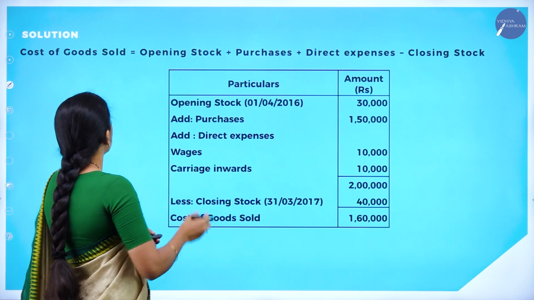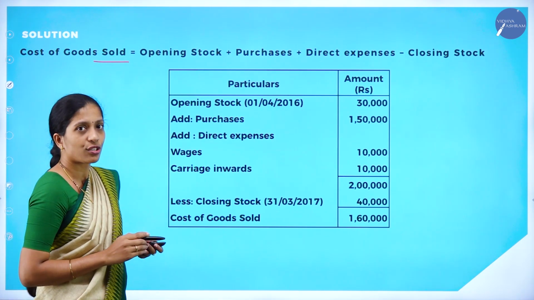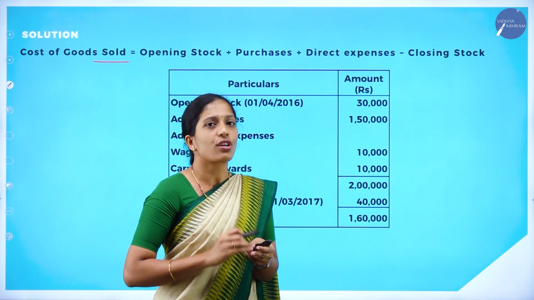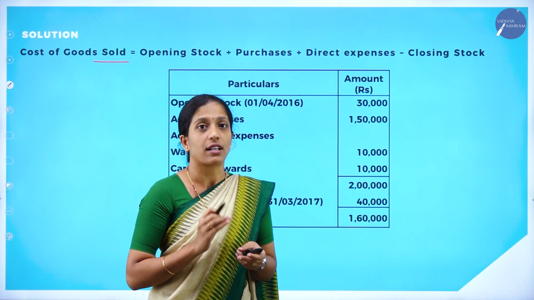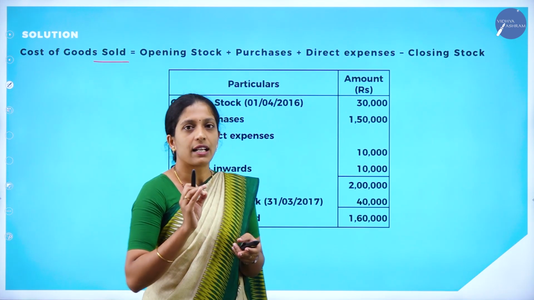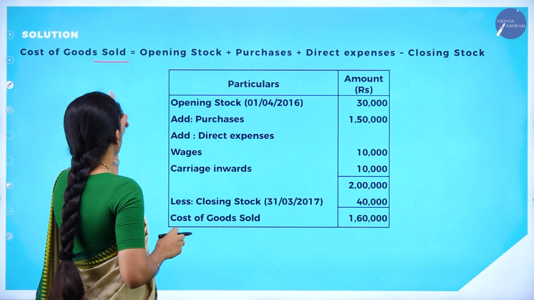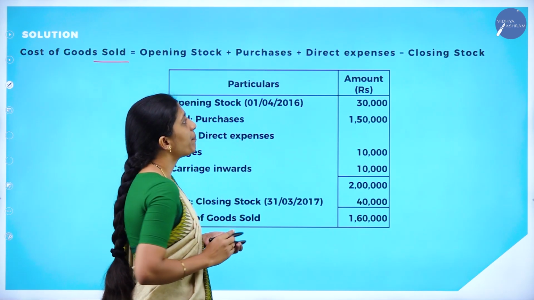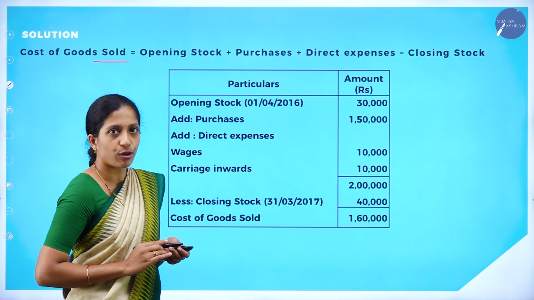Now go through the solution. So the formula to find out cost of goods sold, other than the formula what I have told you already: cost of goods sold is equal to sales minus gross profit. That is the formula. The other formula is cost of goods sold is equal to opening stock plus purchases plus direct expenses minus closing stock.